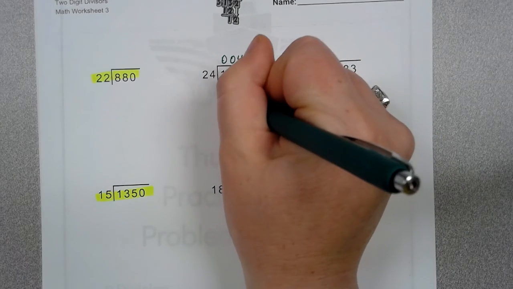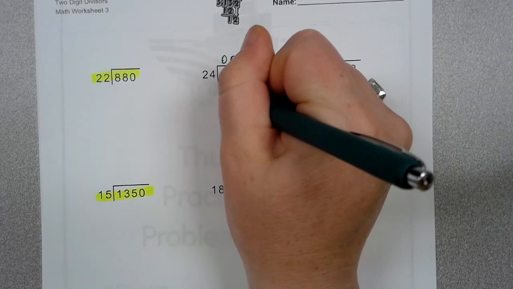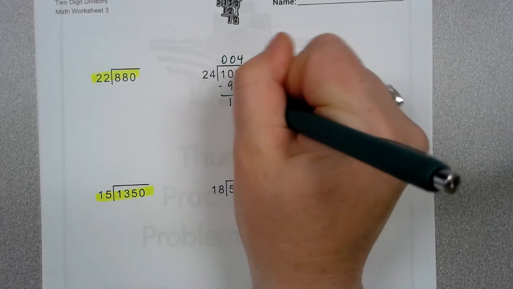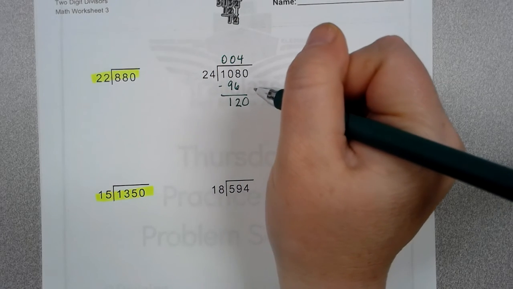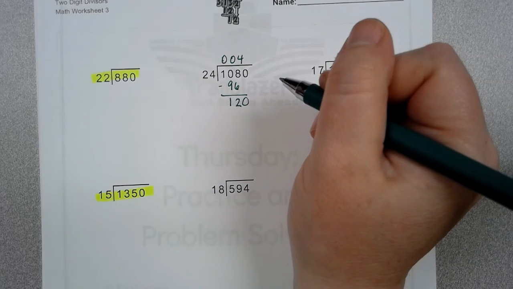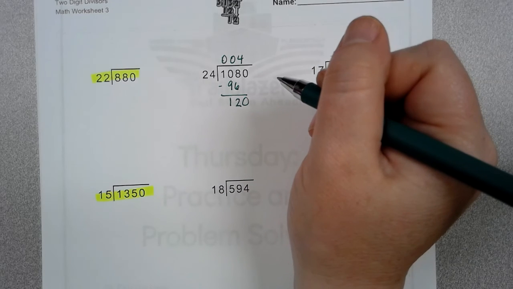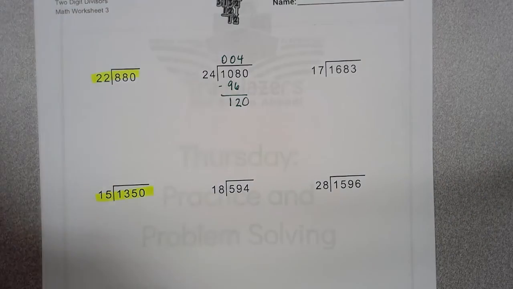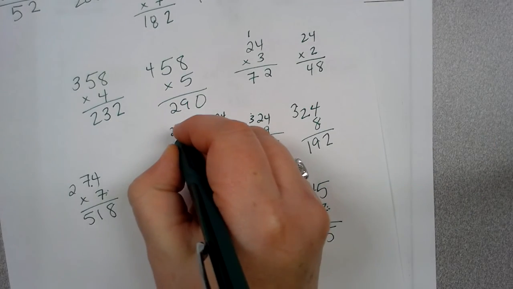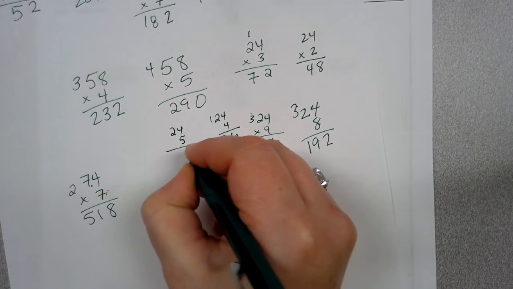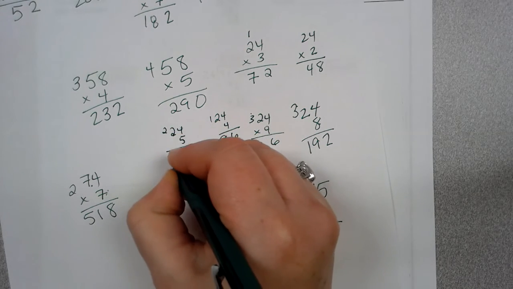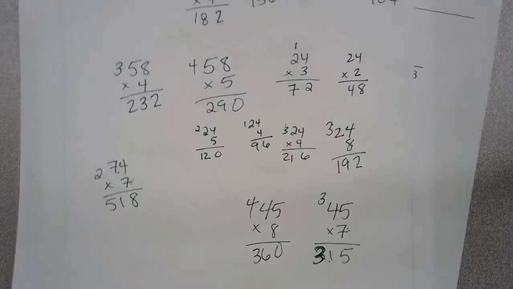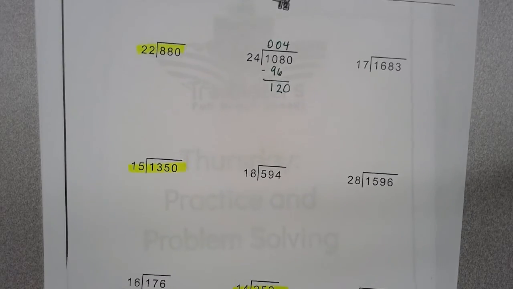So 6 from 8 is 2. 9 from 10 is 1. And drop that. And then that gives me... Lucky me, we didn't do this one either. So let's just try 24 times 5. 20. That's 10, 12. Sorry, I picked up the paper.